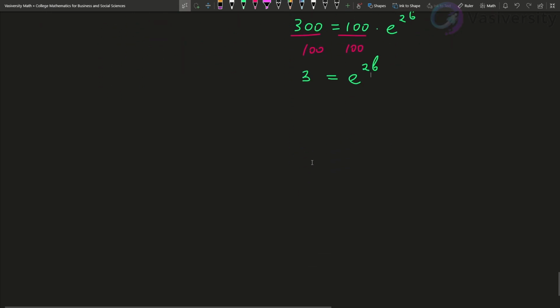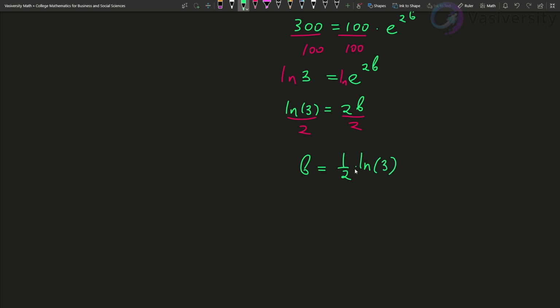Now we can take a natural logarithm on both sides. So we have ln of 3 is equal to 2b. Then divide both sides by 2, and we get that b is equal to 1/2 natural logarithm of 3. Okay, so we solved that.